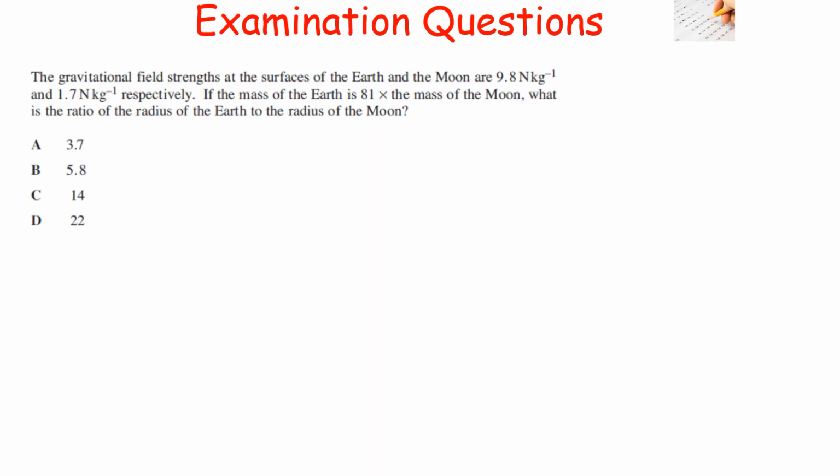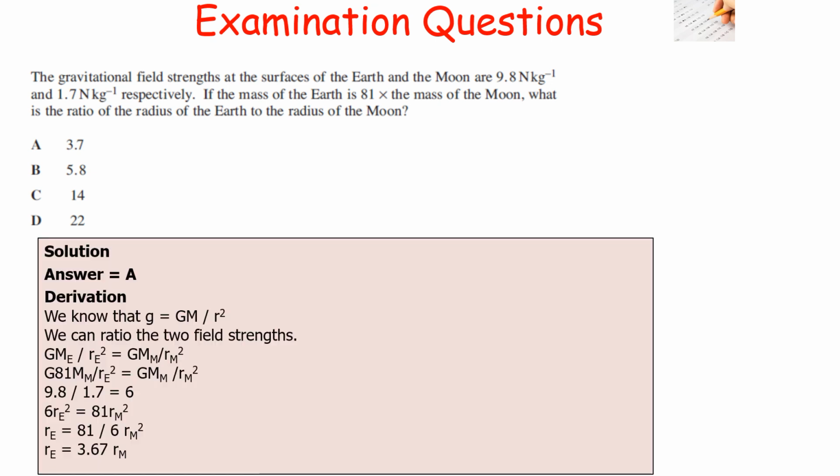Right, so how do you answer this particular question? Our answer here is in fact A. We know that the gravitational field strength is equal to big G M over r squared. That equation is given to you in your examination booklet. Now we can ratio the two field strengths. So we can say that the gravitational field strength of the Moon is equal to the gravitational field strength of the Earth. Then you'll do 81 times the mass of the Moon for the mass of the Earth. So we've substituted M_E to be 81 M_M, as you can see there.